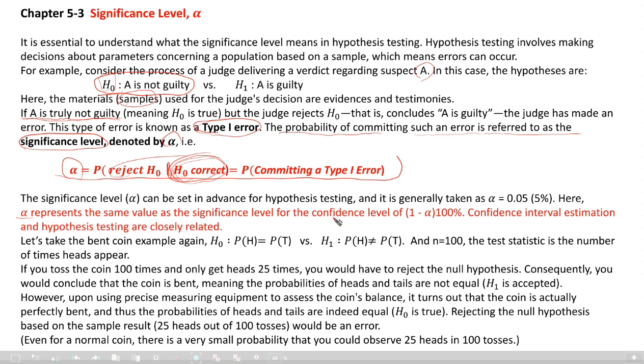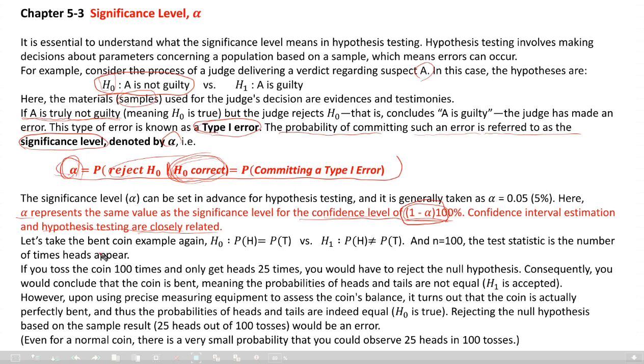For the confidence level, 1 minus alpha, 100%. We use the 1 minus alpha 100% confidence level because there is alpha here. So those two, estimation with confidence intervals and test of hypothesis, are closely related. It is not that important, but anyway, we used the 1 minus alpha 100% confidence level in estimation because of alpha here.